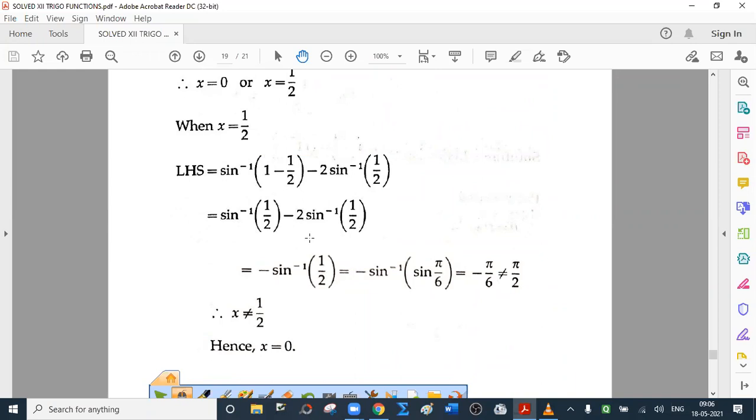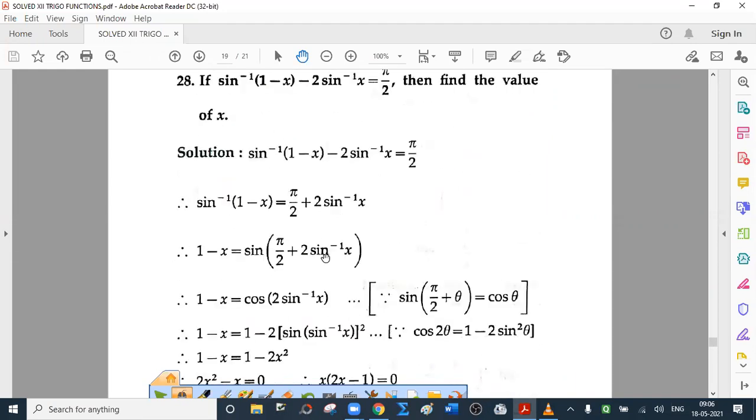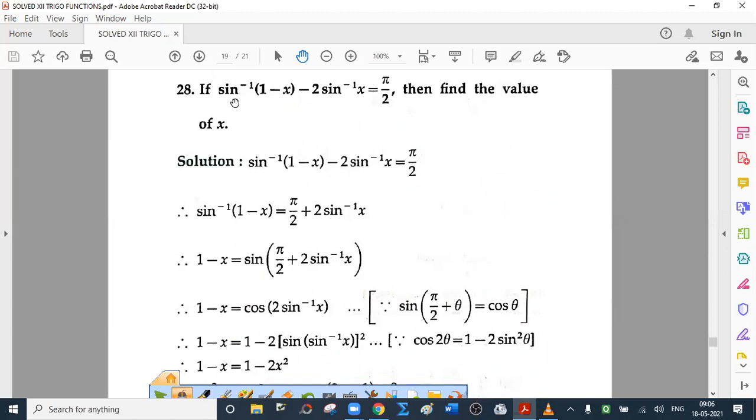Now you may say, why 0? You can verify this. See, put x equal to 0. Sine inverse 1, which is pi by 2, minus sine inverse 0, which is 0. Yes, pi by 2 is same as pi by 2. Is that clear? So initially we got two values, half and 0. We discard half, and what is the final answer? x equal to 0.